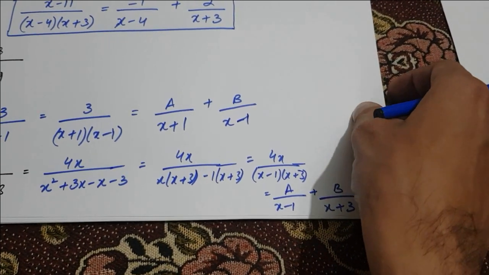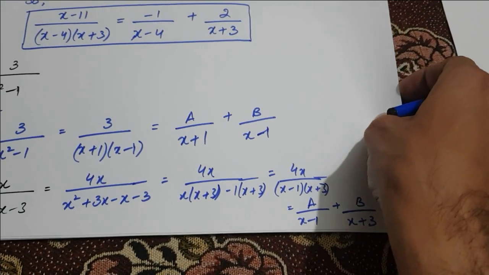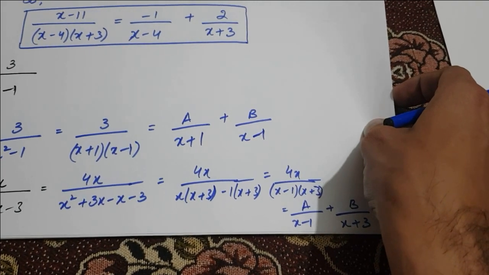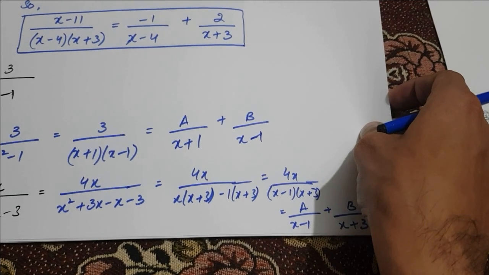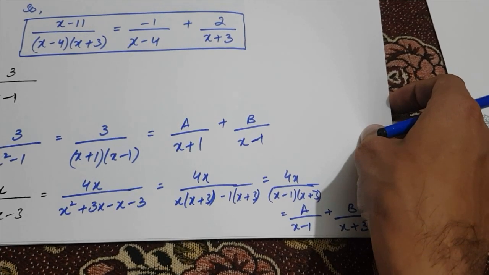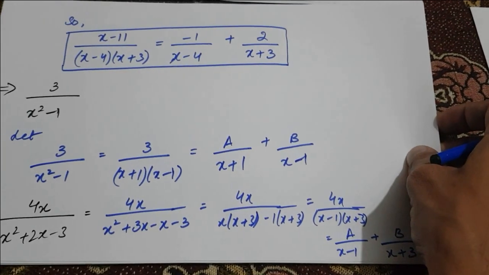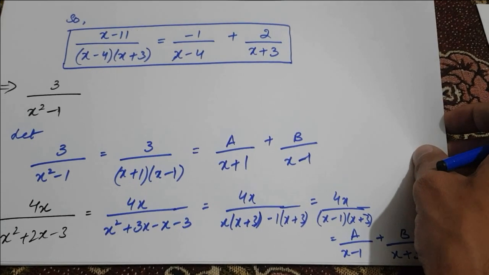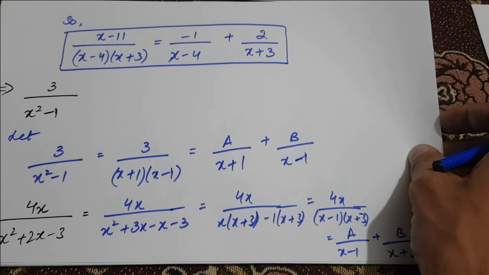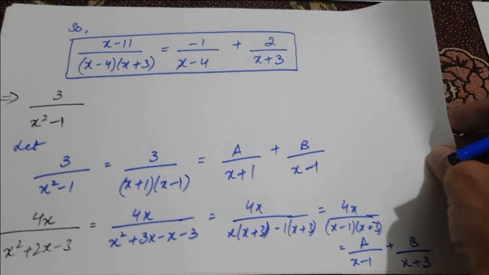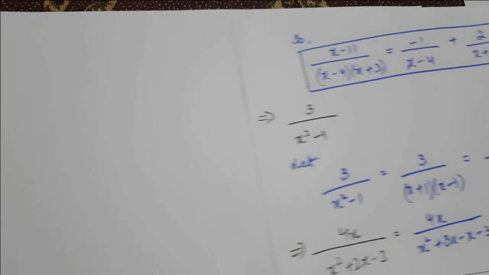So these are all the possible cases when the denominator consists of non-repeated linear factors or reducible quadratic factors. Also keep in mind that the resultant fraction is a proper fraction. Now we move on to the case when the fraction is an improper fraction.